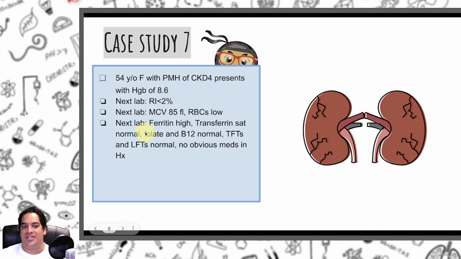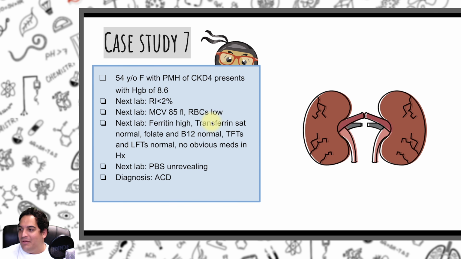All right. Transferrin saturation is normal. Folate, B12 normal. Thyroid function is normal. LFT is normal. No obvious meds in their medical history. But they do have a history of chronic kidney disease. That's interesting. Okay. What else do I check? Do I need to do any kind of bone marrow biopsy? No. The peripheral blood smear doesn't really show me anything.